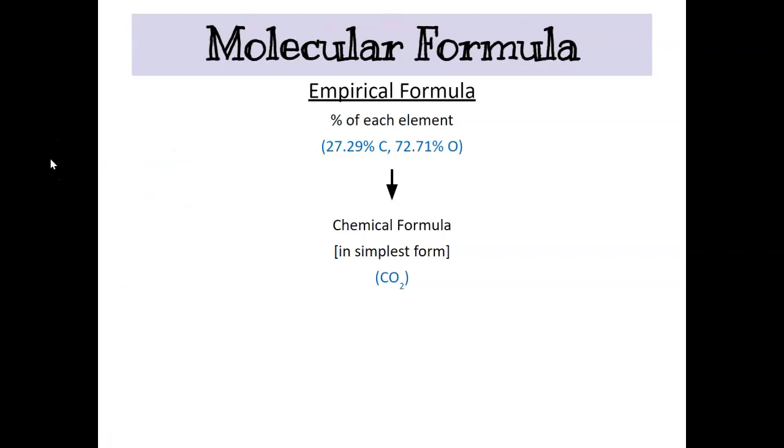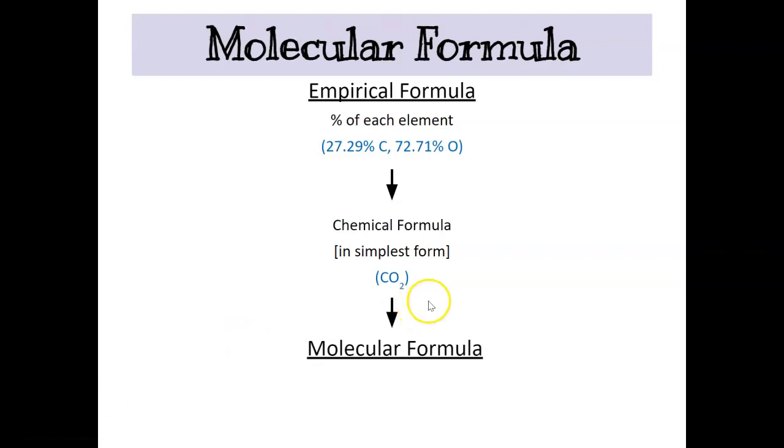So yesterday we talked about our empirical formulas. We learned how to take the percent composition of a compound and convert it into its simplest form. For example, one of the examples we used was carbon dioxide, which was 27.29% carbon, 72.71% oxygen. When we do the empirical formula, remember we calculate the moles and then we divide by the lowest number of moles to get the number of atoms of each of the elements in the compound. So the simplest form was CO2.